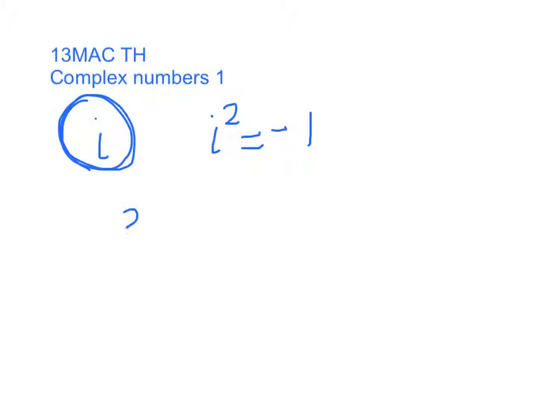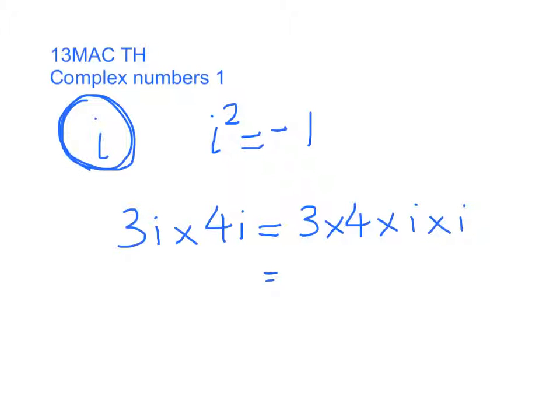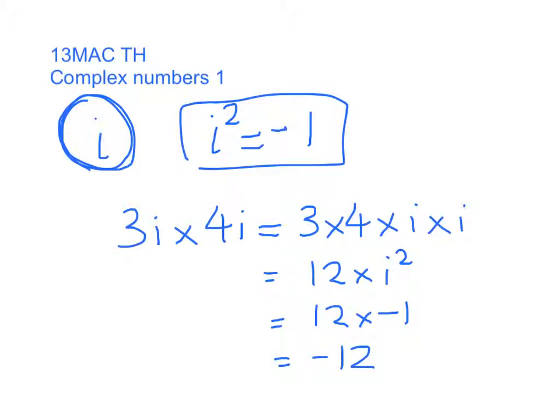So if I've got 3i times 4i, that's going to be 3 times 4 times i squared, which is 12 times i squared, which is just equal to 12 times -1, or -12, right? Because of this property here of i squared equaling -1.